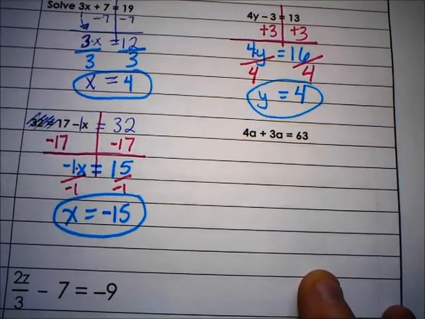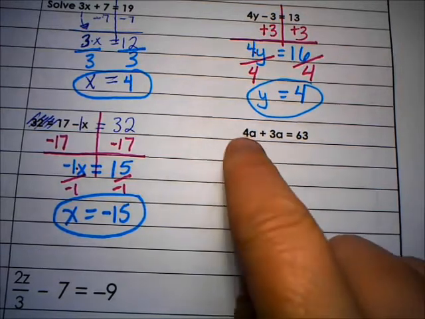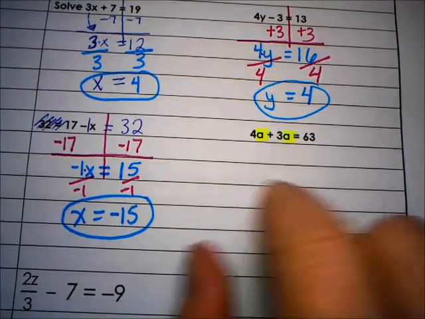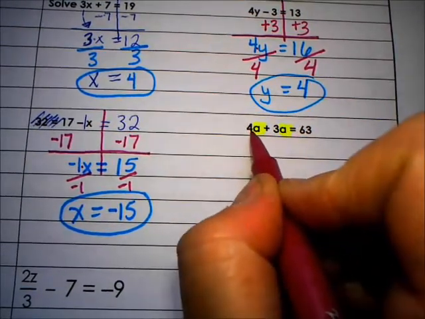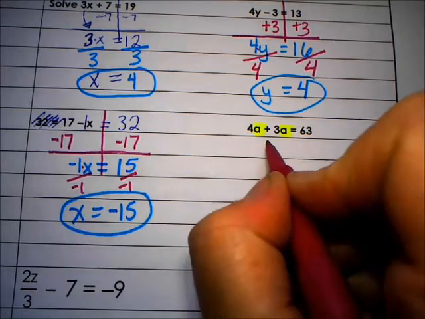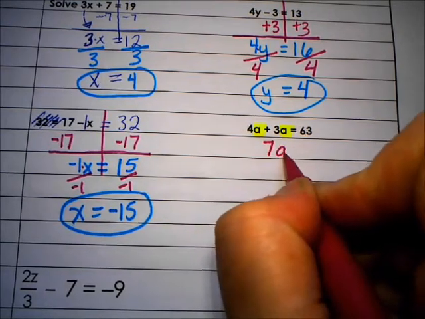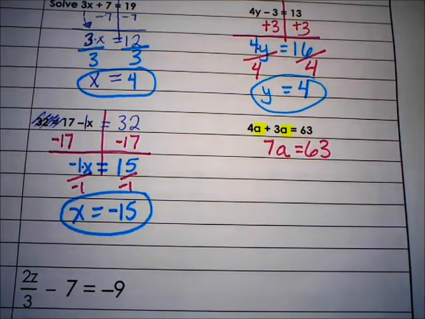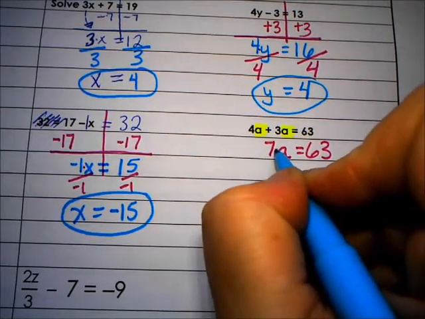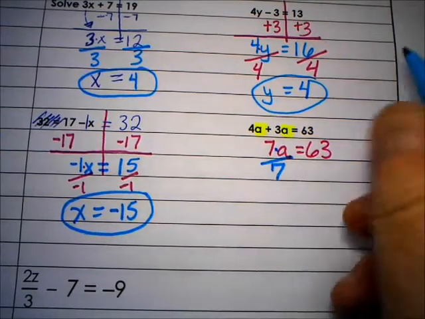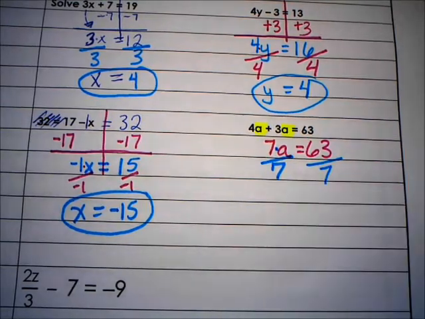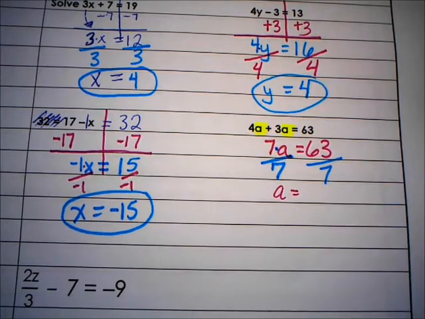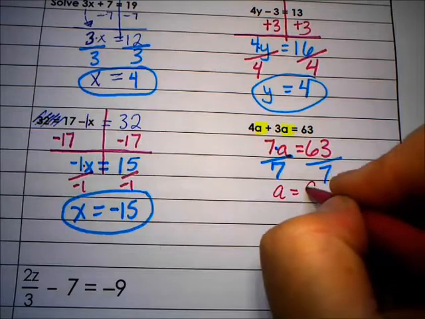Alright, here we go with our next example. I have 4a plus 3a equals 63. Notice both of these have an a. So I'm not going to subtract anything. I'm actually going to combine these first because they both have an a. So 4 plus 3 is now 7 a's equals 63. If I'm looking at this, 7 times a, that's a multiplication. So to get rid of 7, I'm going to divide by 7. And I have a equals 63 divided by 7 is what? I believe it's 9.